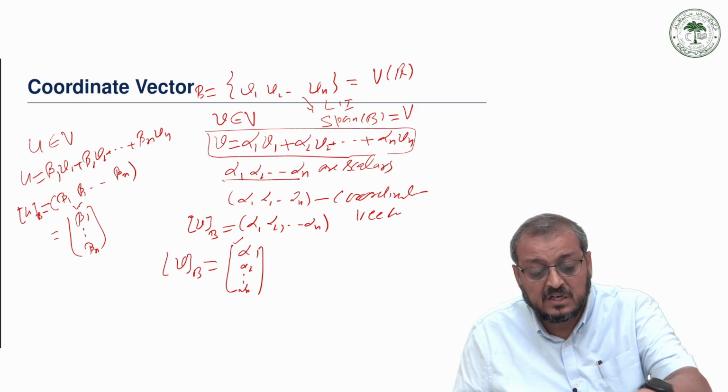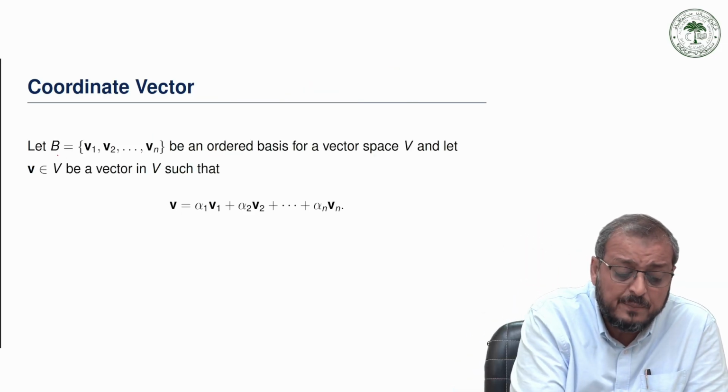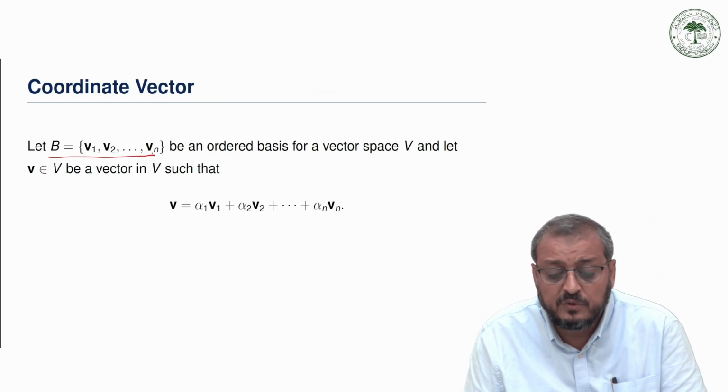So now we can state the definition: B equal to v1, v2 up to vn is an ordered basis.